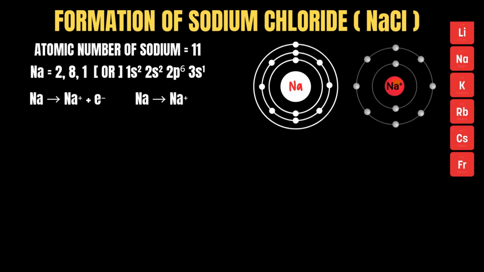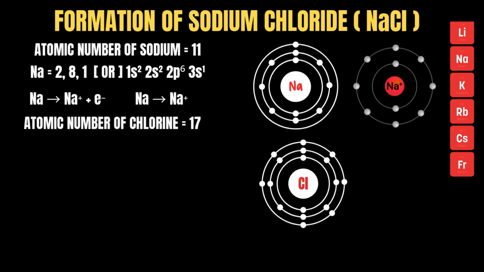Now let's talk about chlorine. The atomic number of chlorine is 17. This means chlorine has 17 electrons. The electronic configuration of chlorine is 2, 8, 7. This means chlorine has 7 electrons in its outermost shell. Chlorine also wants to complete its octet. To complete its octet, chlorine needs 1 more electron. So chlorine needs to gain 1 electron.